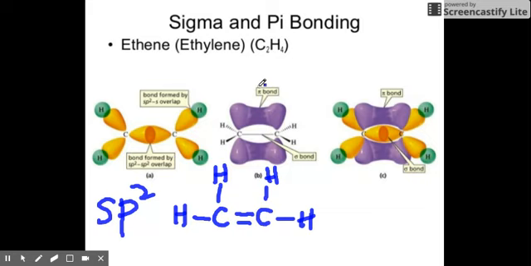So if you count in C2H4, how many sigma bonds do you have? You have 1, 2, and 3. And how many pi bonds do you have? You have 1 pi bond. So if you have a double bond, then one of that will be a sigma bond from the hybridized orbital, and the other one will represent the unhybridized orbital, which represents your pi bond.